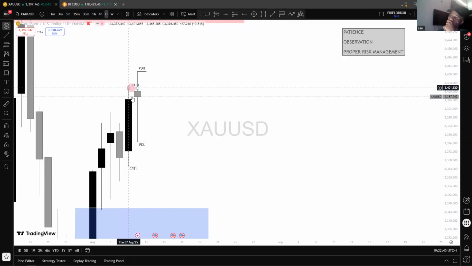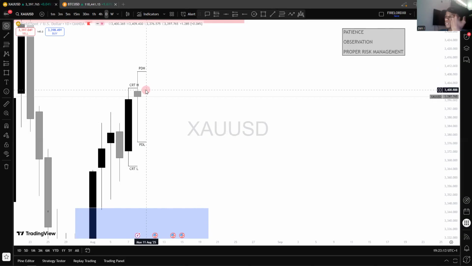This was Thursday's candle. Price swept Thursday's high, and then price closed inside the candle range. Friday's candle closed inside Thursday's candle. Now, this is our previous day low.